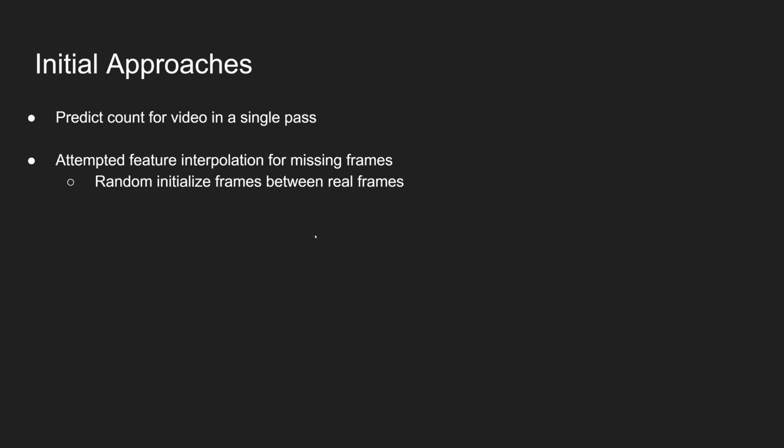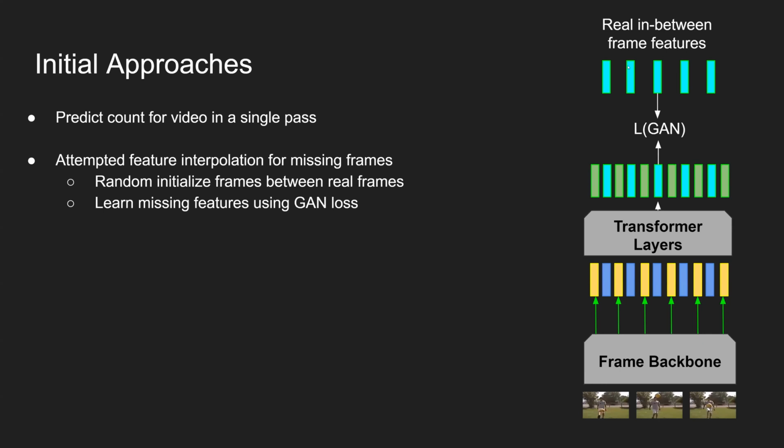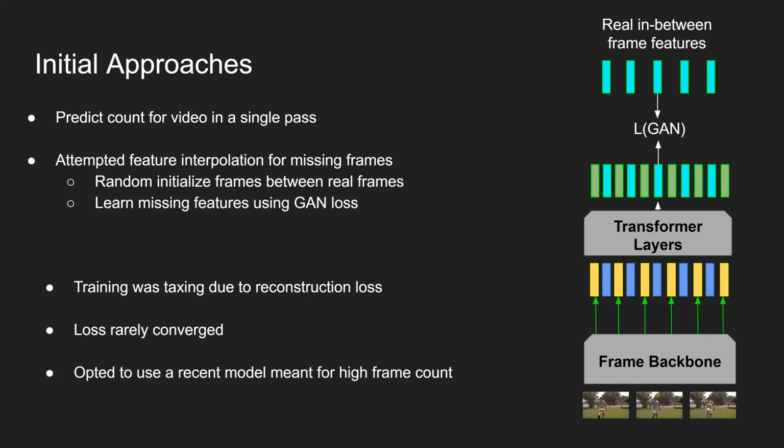We randomly initialized frames between the real frames. We tried learning the missing features through a GAN loss, right? This is what we talked about. And this was extremely taxing. It would take days just to train a system that otherwise without this would only take a few hours. And the loss very rarely converged. We had to be very, very particular with hyperparameters to even get any results.